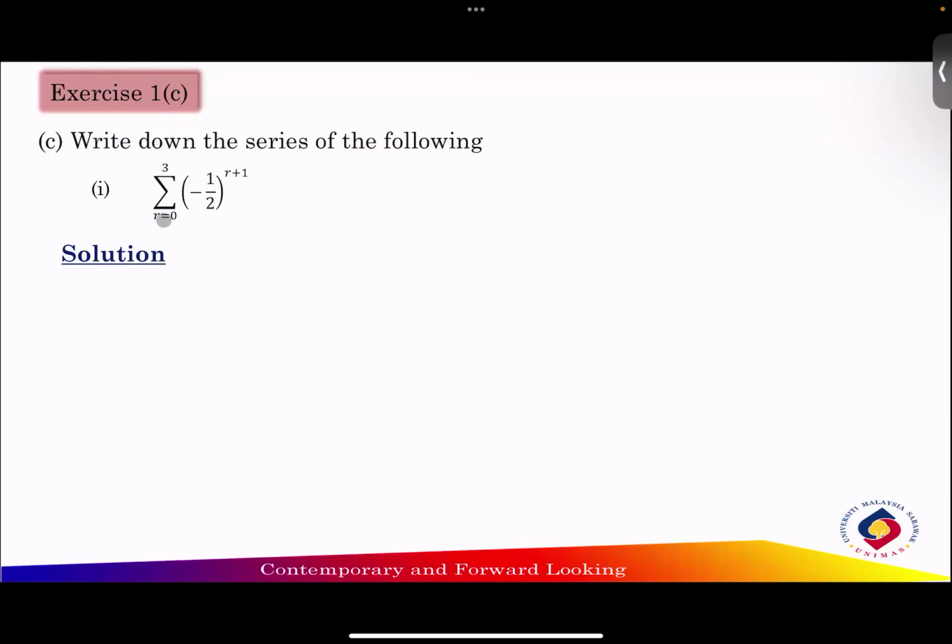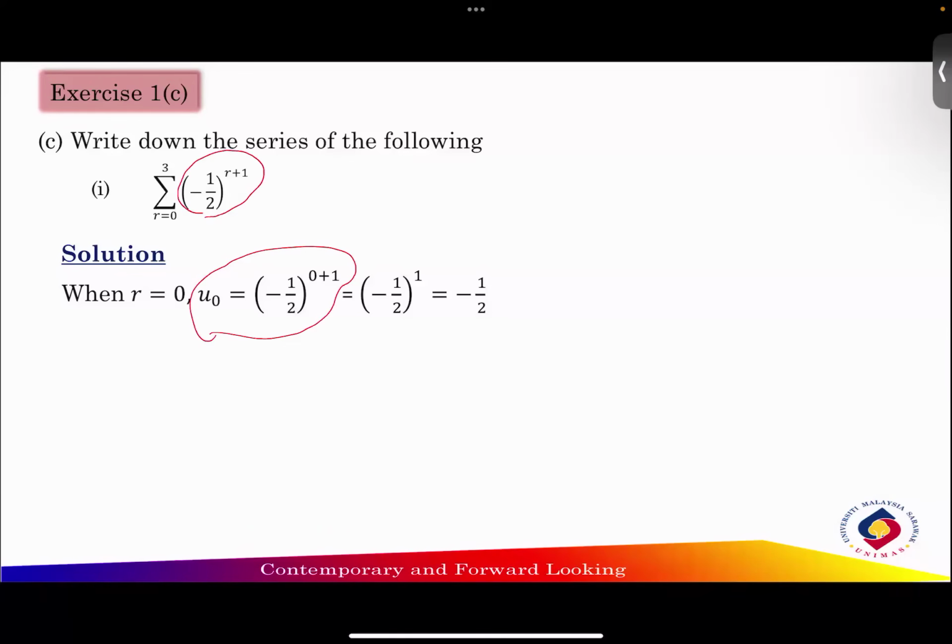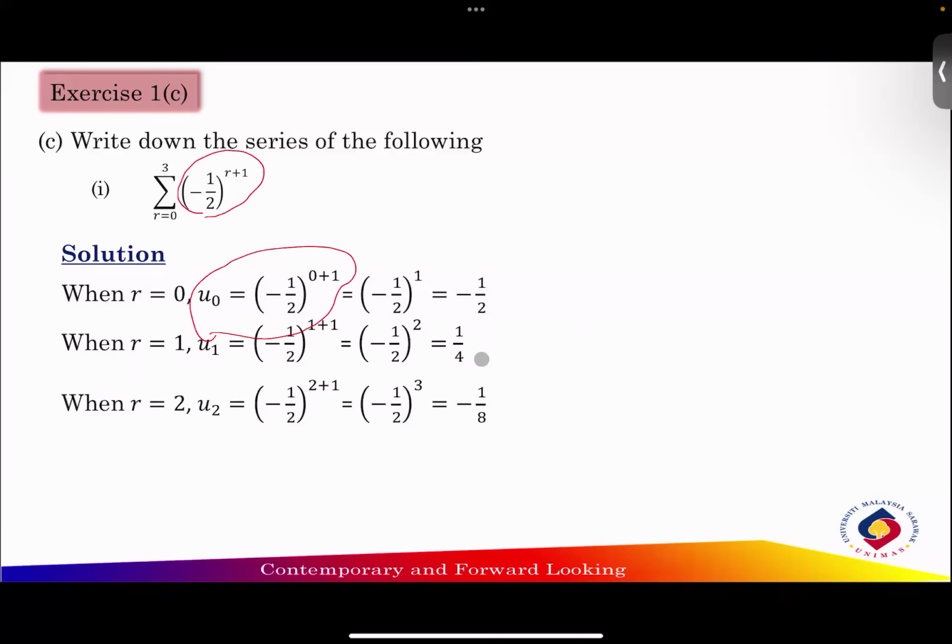Okay, this one starts from 0 and then ends with 3. So you can see from here, if r equal to 0, u0 is equal to negative 1 over 2. Where did we get this one? It's from here. So you substitute r equal to 0 into this one, you get negative 1 over 2. Okay, next one, if we substitute 1, we get 1 over 4. And r equal to 2 gives negative 1 over 8.